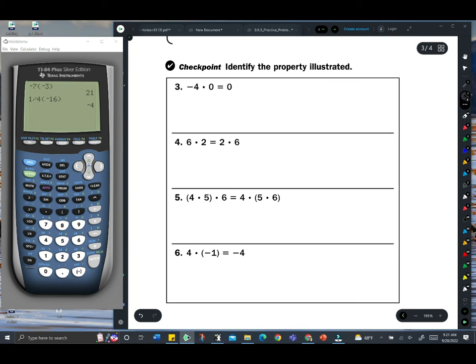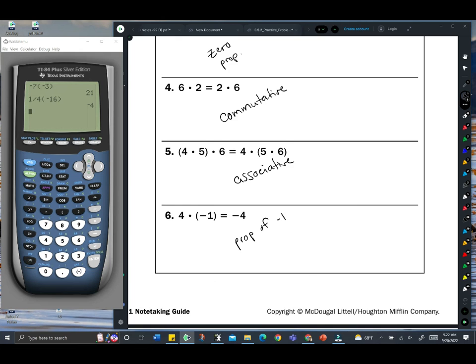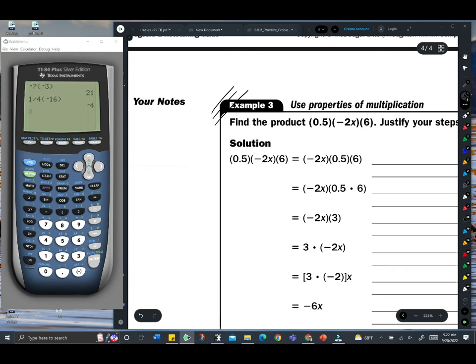Okay, so check out these examples here. If you want to pause and think about it and go through and then check, that's fine. I'll put the answers up here and then show you guys the homework. Negative 4 times 0, 0 property. So those are the properties.